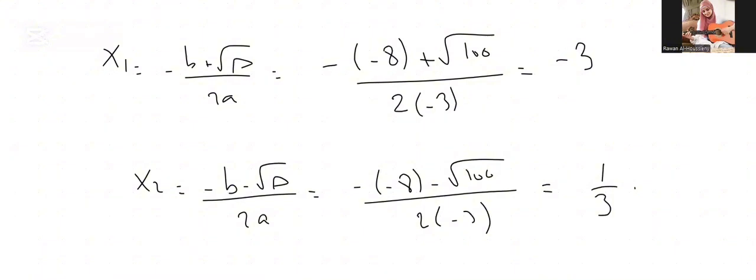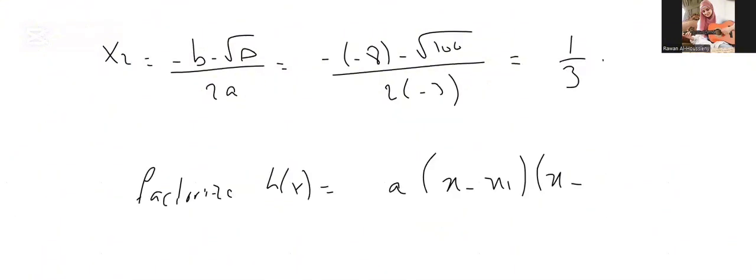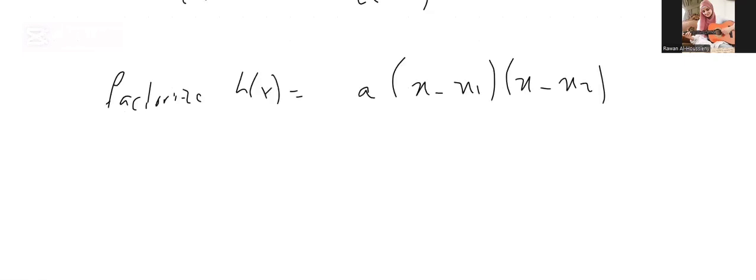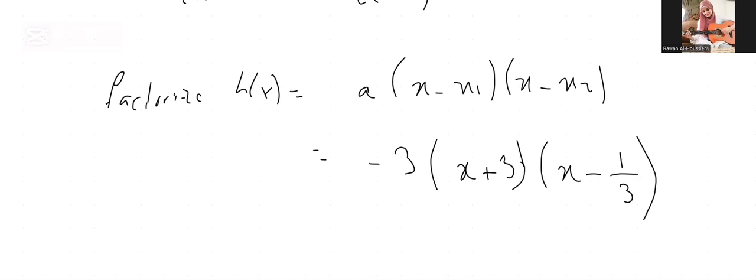So now we can factorize h of x, which is a, because it has 2 roots, x minus x1 multiplied by x minus x2. So let's determine the values. The a we found is equal to minus 3 in this part. We have x minus x1, which we found to be minus 3, so minus of minus 3 is equal to plus 3, multiplied by x minus x2, which we found to be 1 over 3. So this is the factorization of this polynomial.